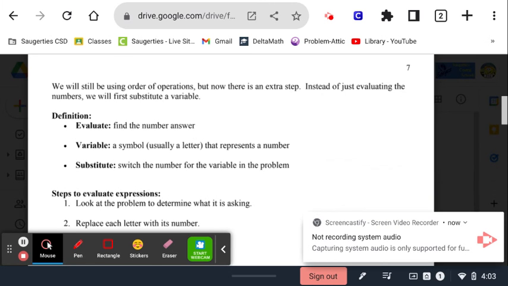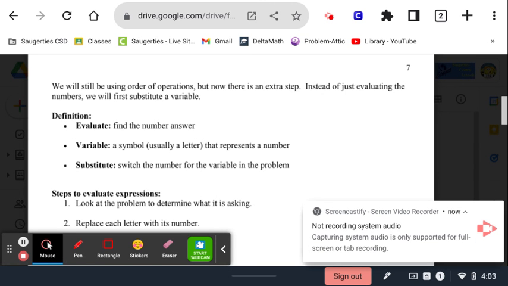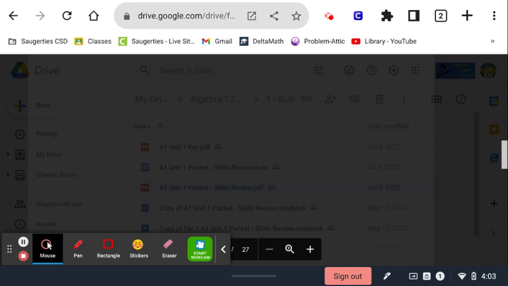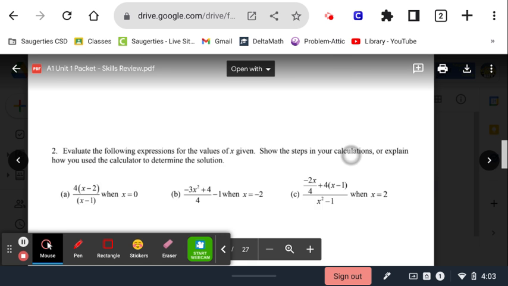So right now we're on page 7. We're going to do more of the same. Whoops. Oh boy.